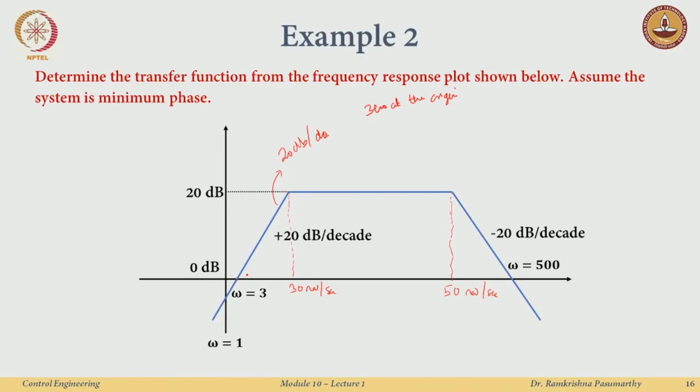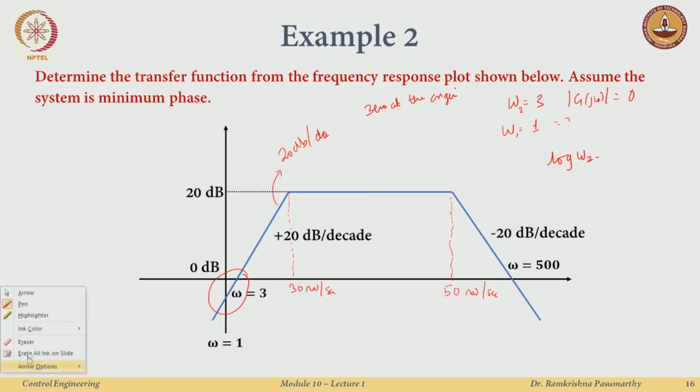Now something strange is happening here. At omega equal to 3, my magnitude is 0. At omega equal to 1, I do not really know what this is. Now these are just straight lines which go at 20 decibels per decade in the log scale. So if I call these omega 2 and omega 1, what I know is that log of omega 2, I will just write it in a different way, compared with the y axis.